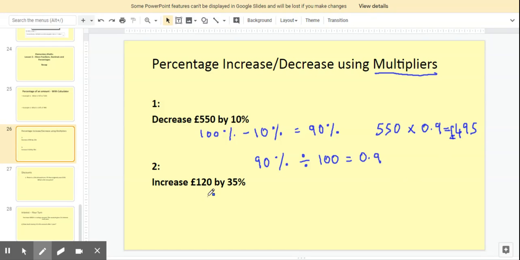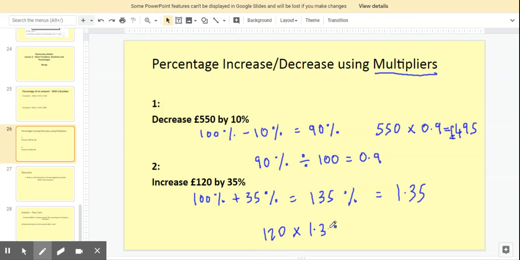If we're increasing, we're getting bigger. So we would take our 100% and we would add 35%. So we've got 135%, and we could divide that by 100. So as a decimal, we'd have 1.35. And then we can multiply our amount by 1.35. £120 times 1.35 would give us £162.